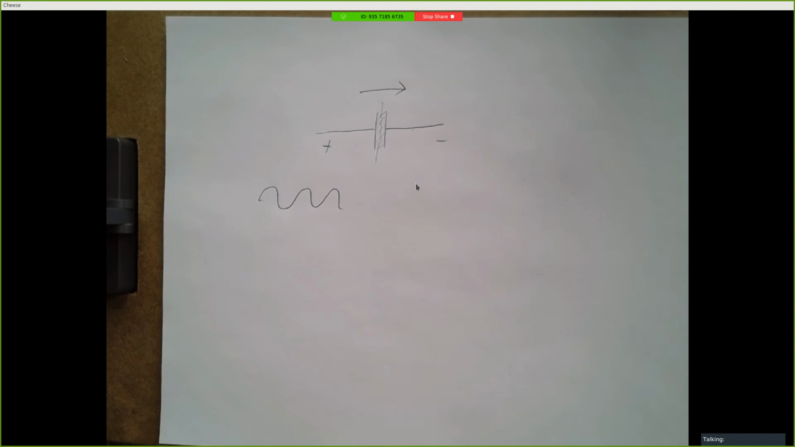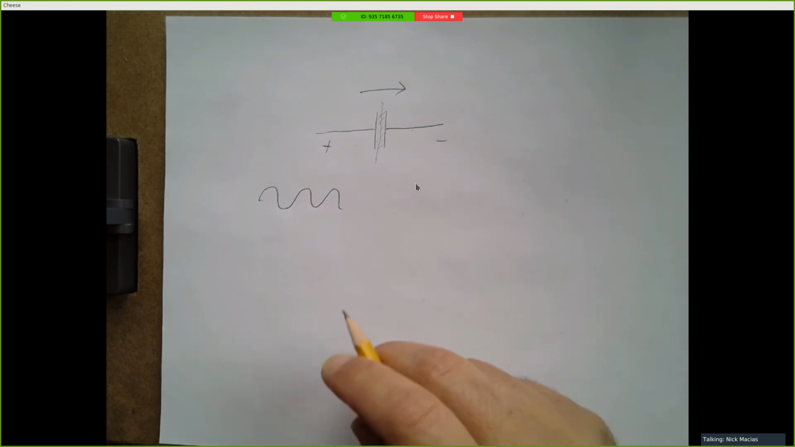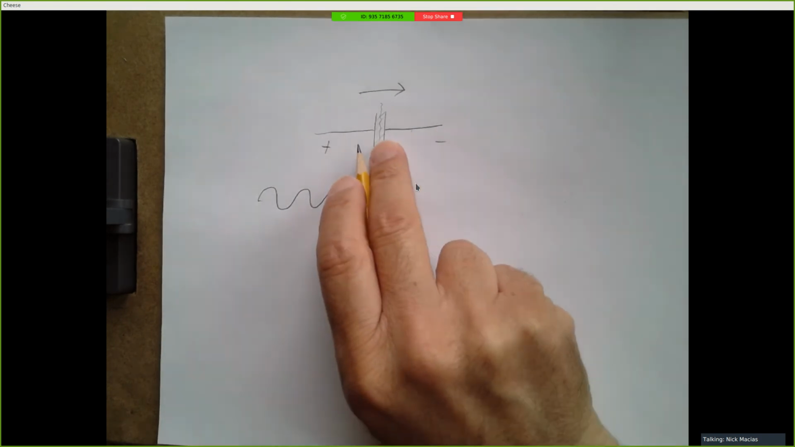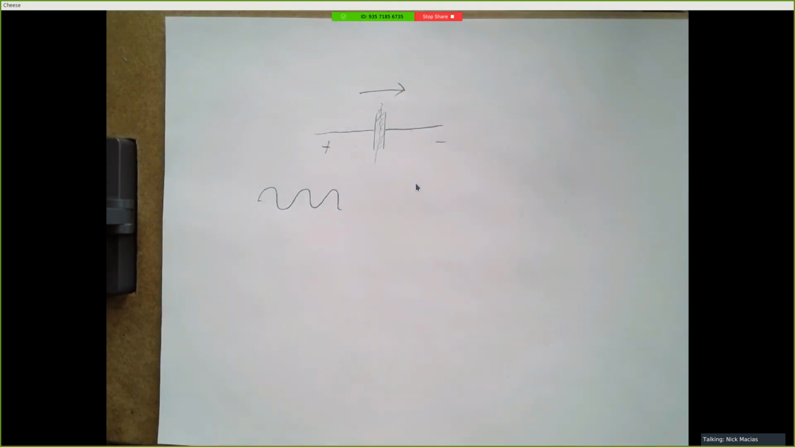The other thing that these do is they store charge. So you can put a time varying voltage into here, right? And it will build up a charge inside this space between the two plates. If you get a big capacitor and you charge it up and you touch it, you get shocked.